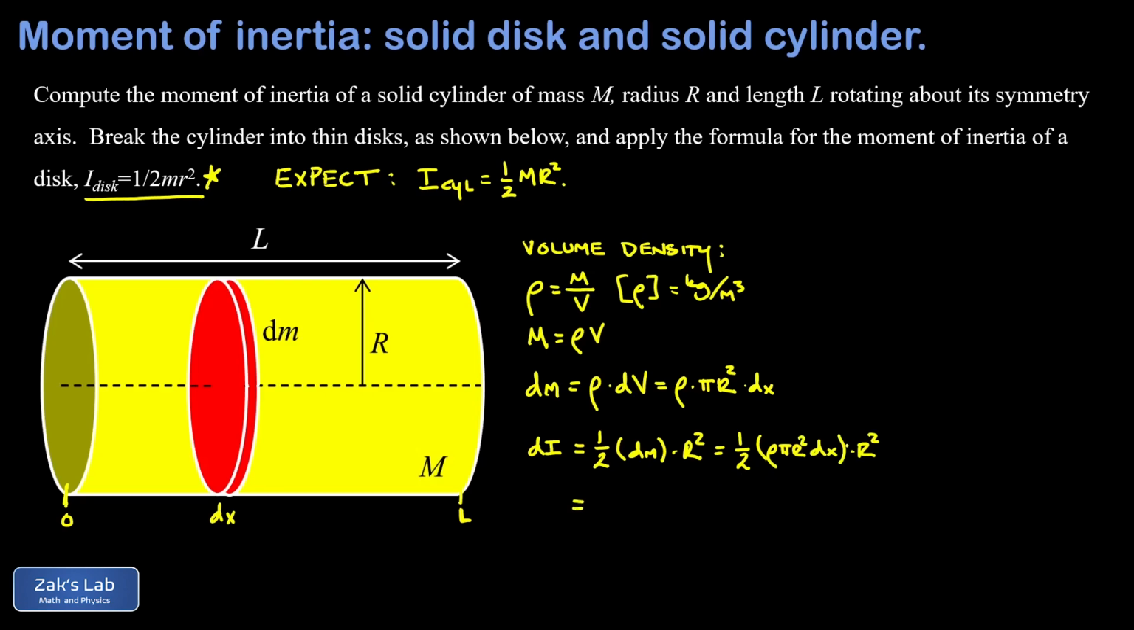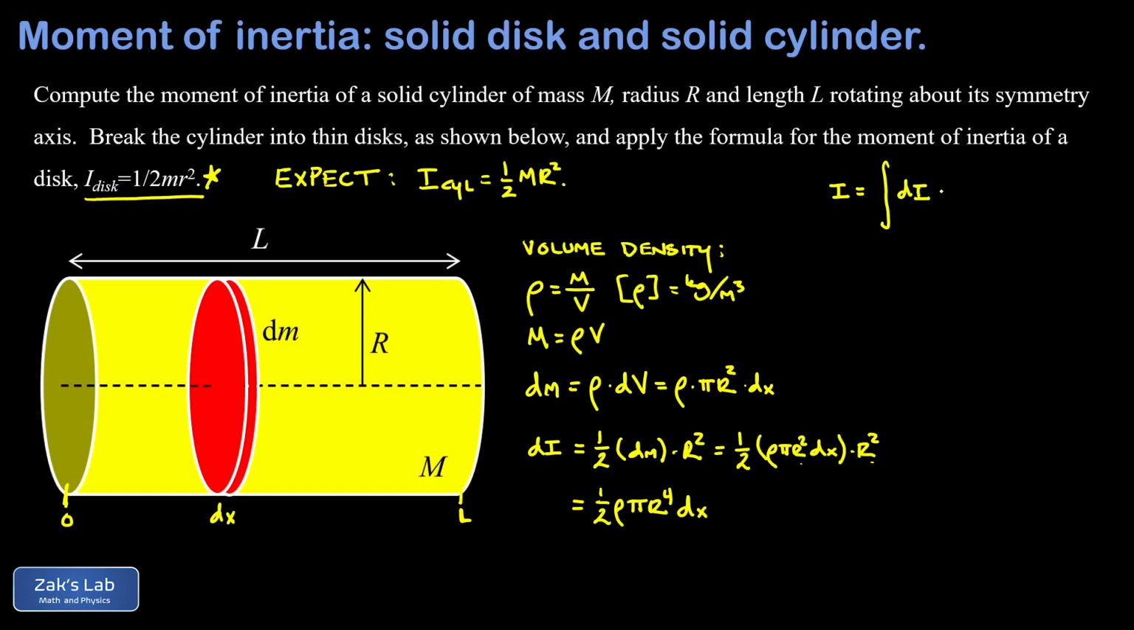And we can clean things up a little. So we combine the R squareds into an R to the fourth, and I have 1/2 rho pi R to the fourth dx. And again, once we have an expression for dI, the moment of inertia contribution of a single disk, we're ready to use integration to add up all the dI's.